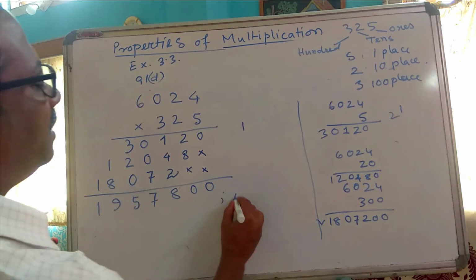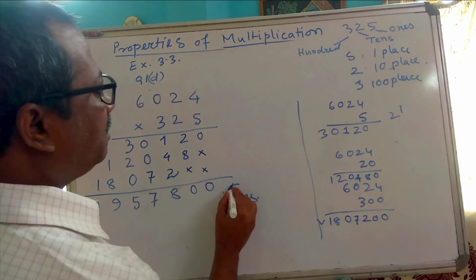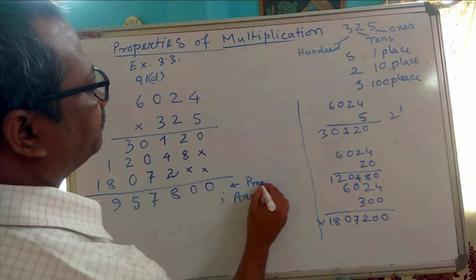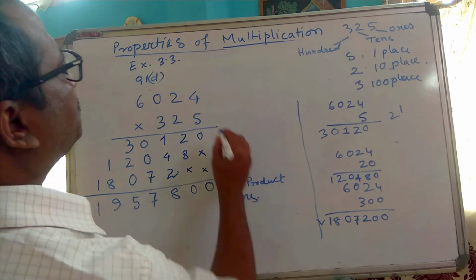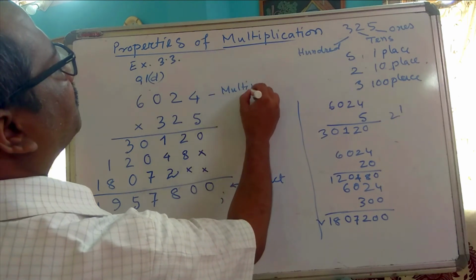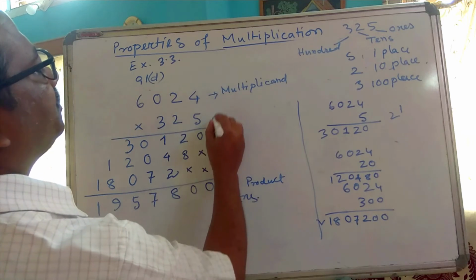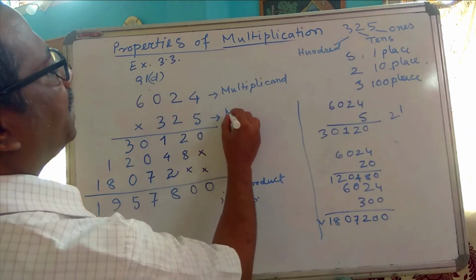This is the answer. This is said to be the product. This is called the multiplicand. This is said to be the multiplier.